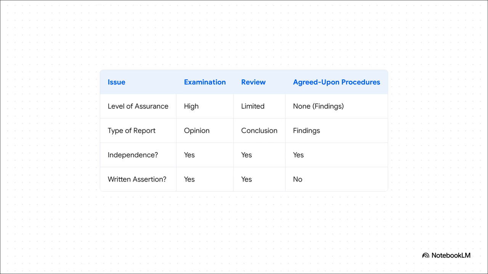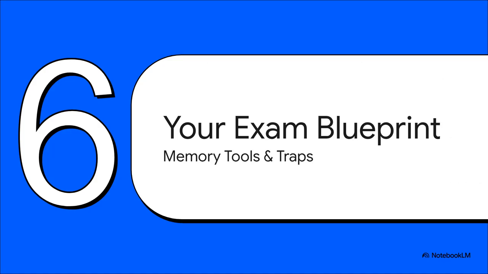Now here's a key point for the exam. Notice that independence is required for all 3. But that last row, that's a huge trap. You need that written assertion from management for an examination and review, but not for an AUP. Remember that. All right, let's wrap this up with a couple of key takeaways to help you lock this stuff in for exam day. We'll start with a really simple memory tool.